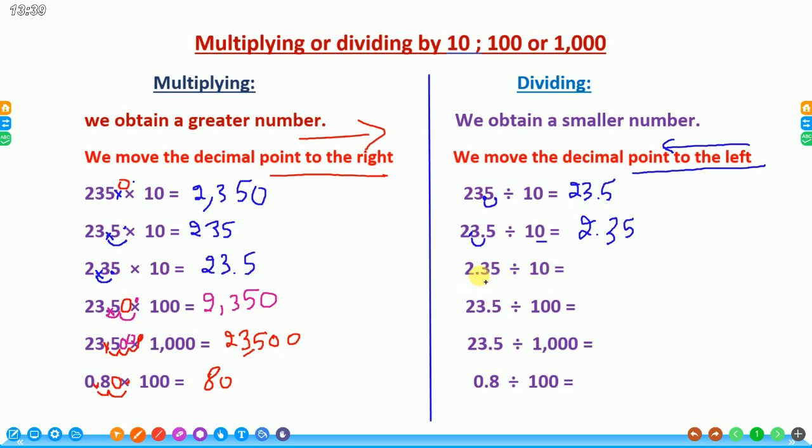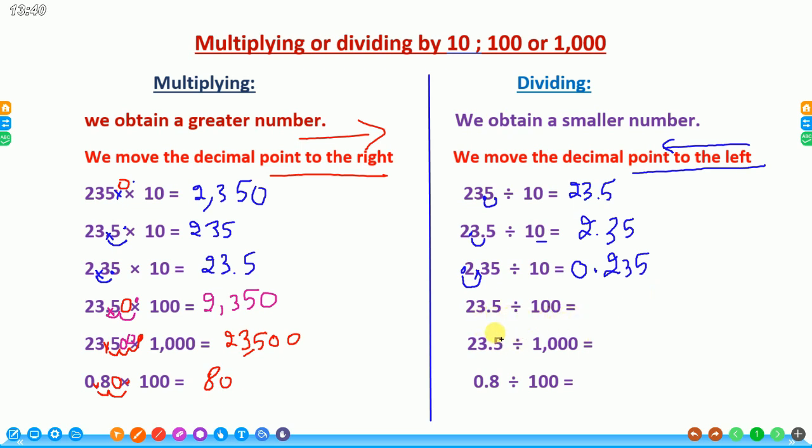2.35 divided by 10. Also, we need to move the decimal point one time to the left. So this decimal point, we jump one time to the left. It's .235. But we don't have a number written like this. If the whole part is empty, we put a 0. It's 0.235.